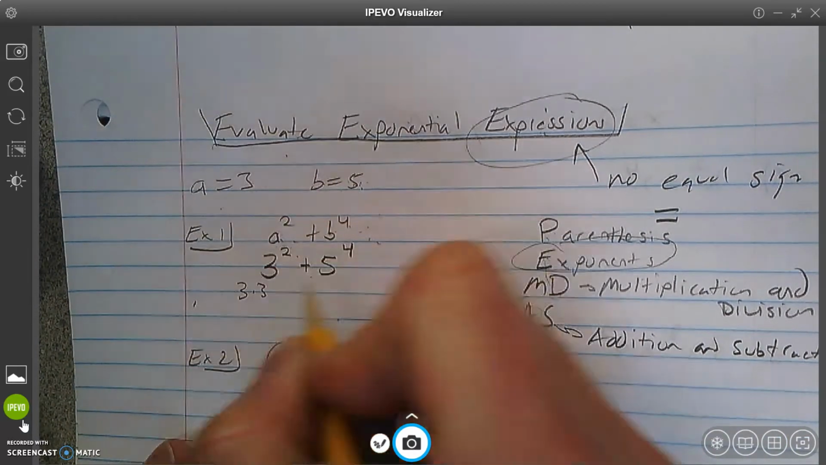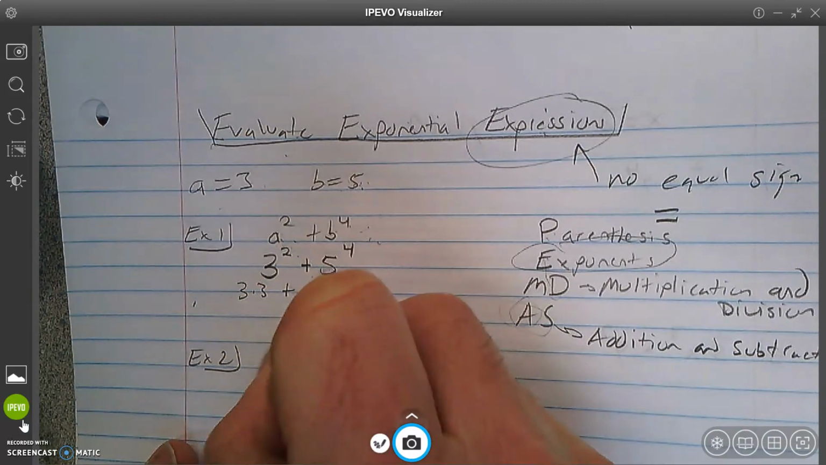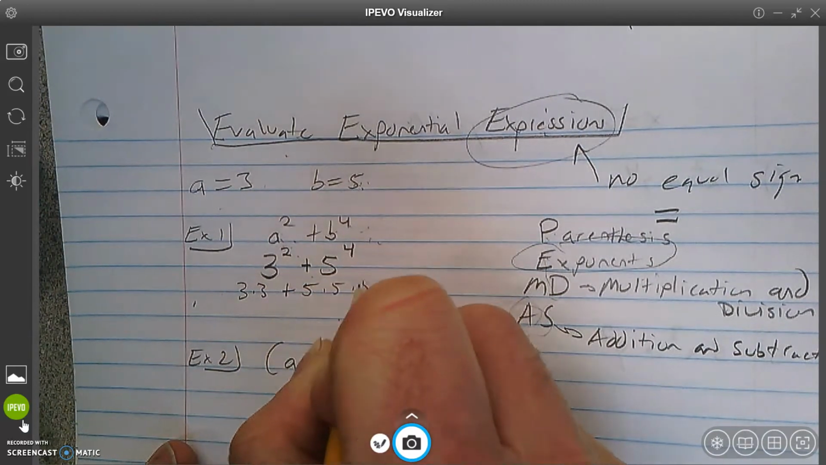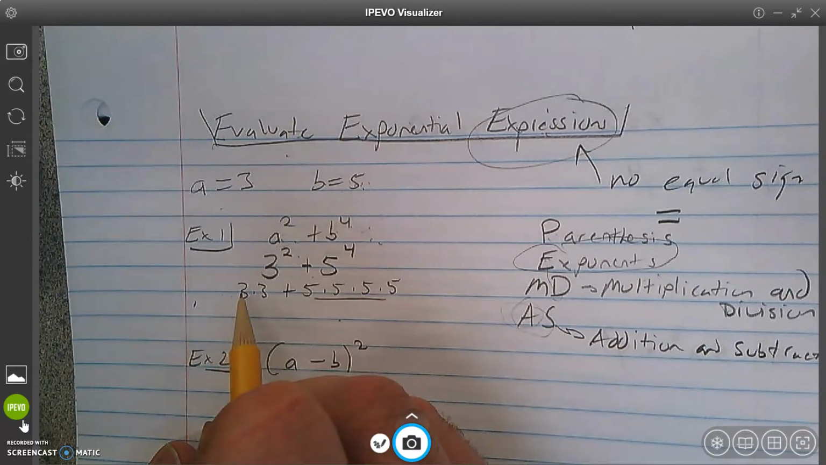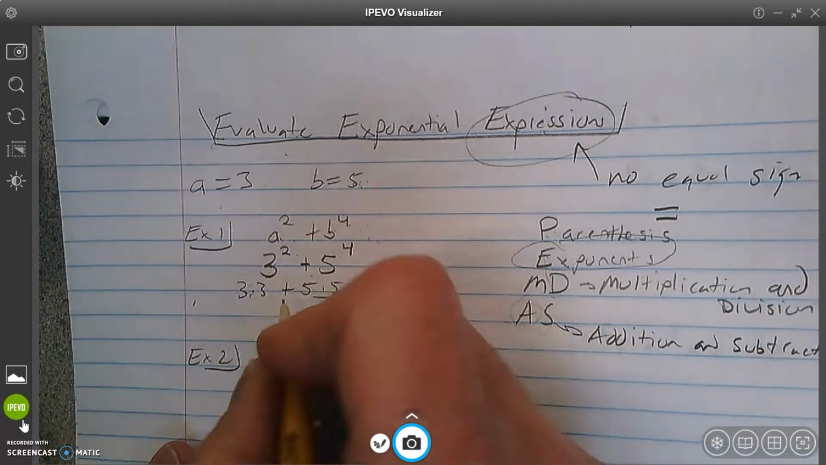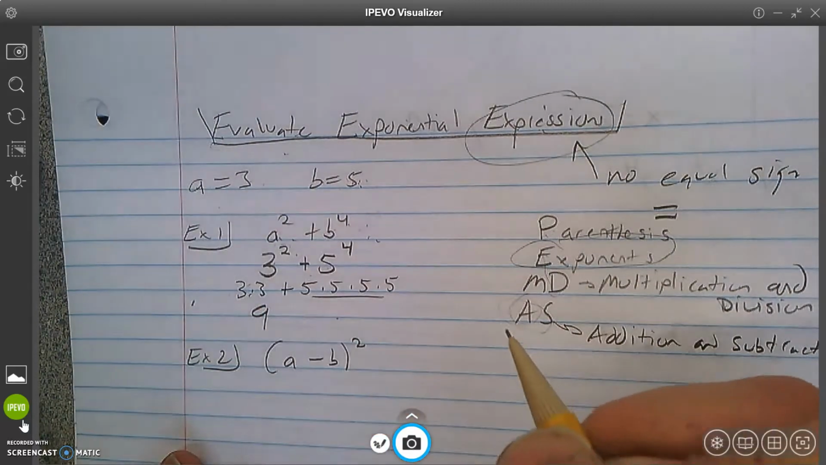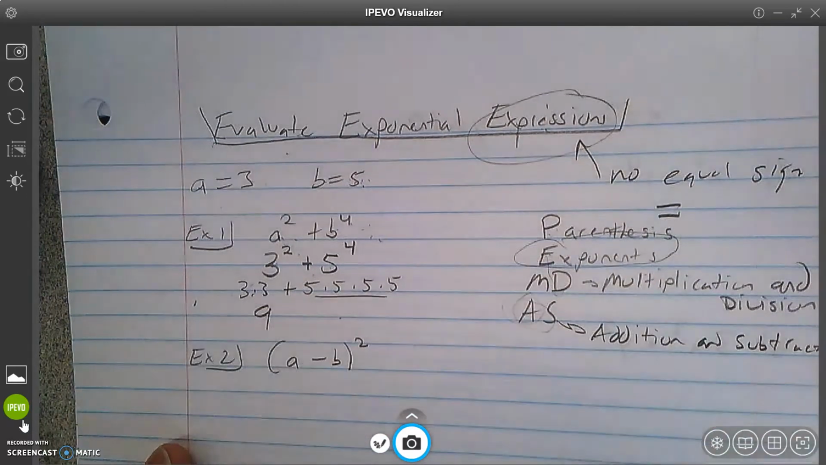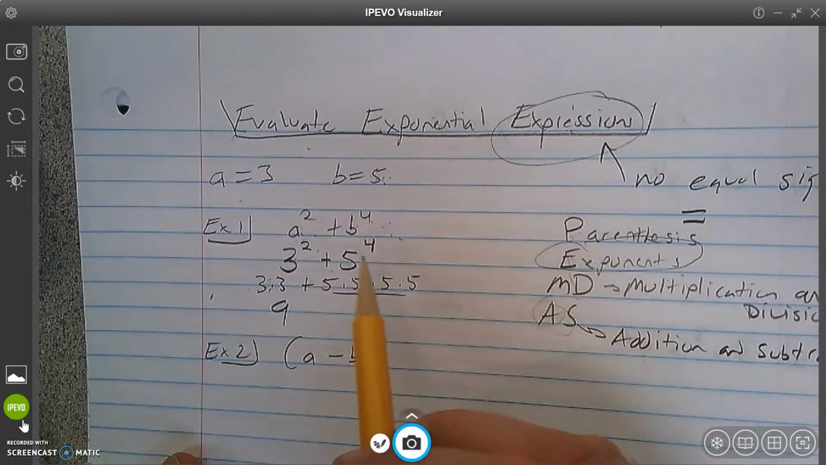So 3 squared is really what? 3 times 3. And this is 5 times 5 times 5 times 5. We're going to get to that in a second. But 3 times 3 is 3 squared, so that's 9.